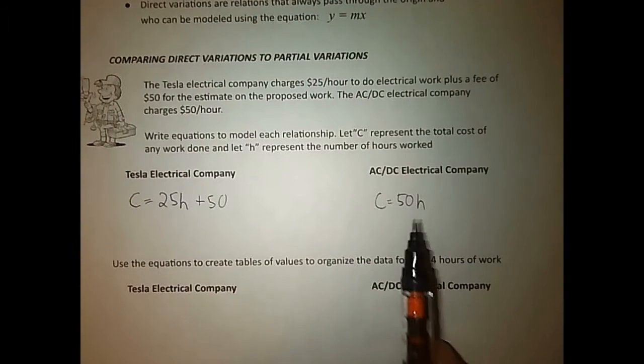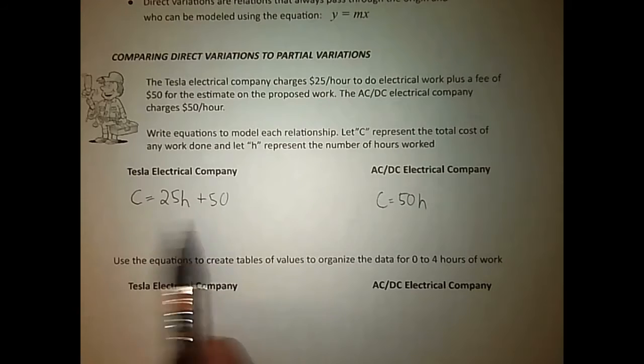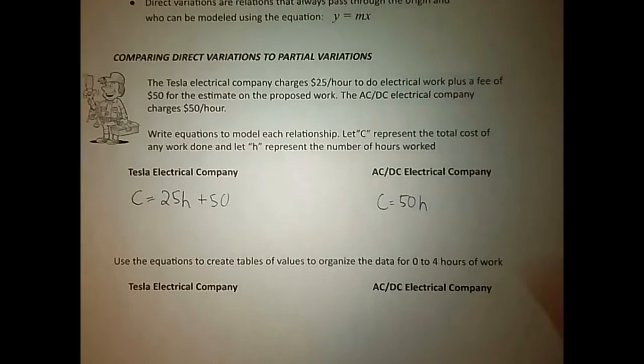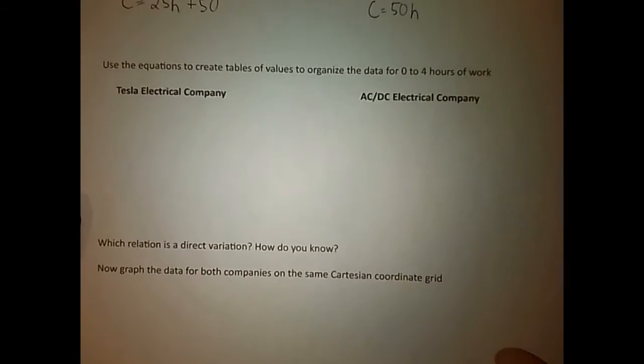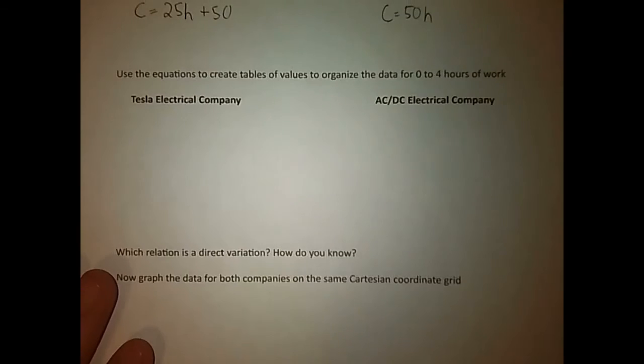So this one looks like direct variation, just because we don't have anything added here, but the Tesla one looks like partial variation, because it kind of looks like the equation we looked at on the very first page. So now we can use equations to create tables of values to organize the data for 0 to 4 hours of work. The way we do this is we put our H for hours.